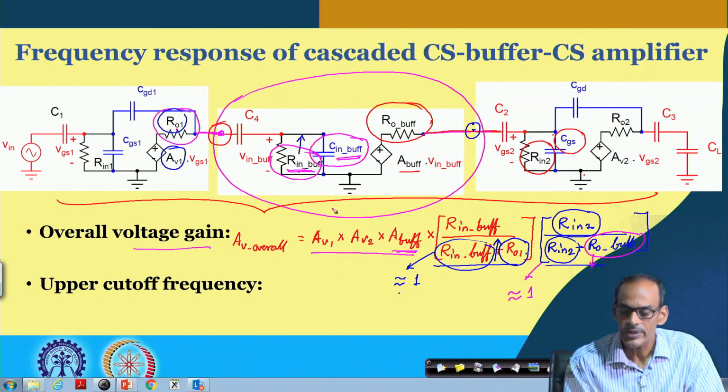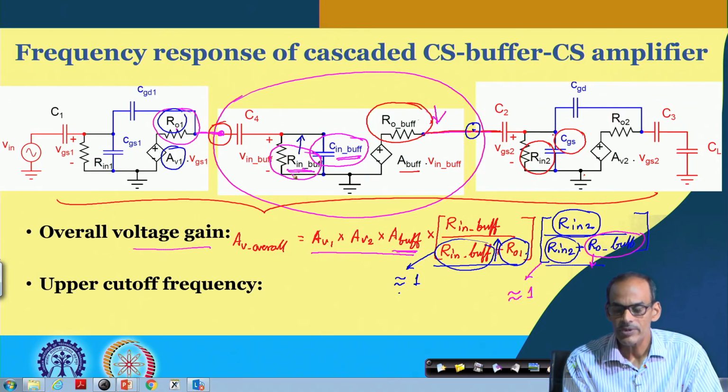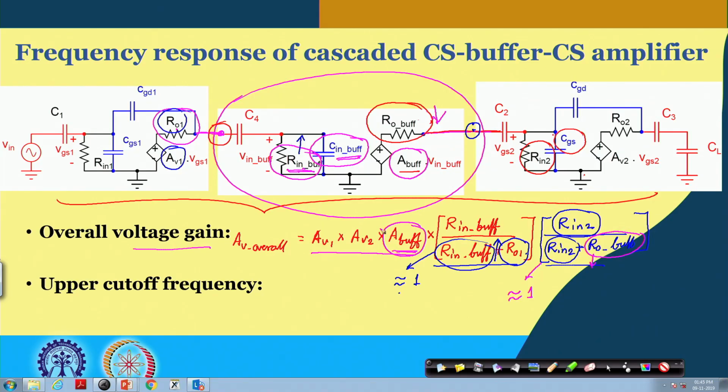Now, for this buffer circuit, we have a special requirement on the impedances, namely we have to make the output resistance as small as possible and the input resistance as high as possible. After achieving that, we may not be able to get good gain, but we have to keep in mind that this A buffer should not attenuate the original signal. Namely, we should be rather happy if this part is approximately 1. Okay. So, from the gain point of view, that is the requirement.